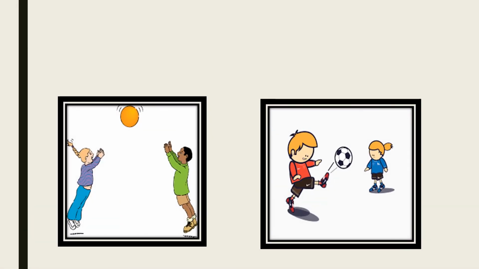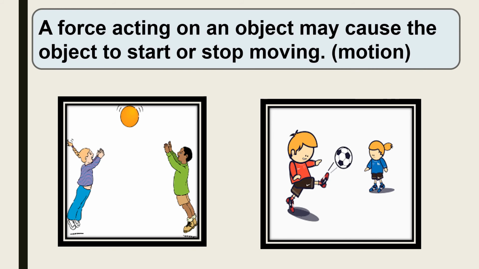The next, as you can see, in the picture on your left, two kids are playing a ball or passing a ball, and in the picture on your right, the boy kicked the ball towards the girl. So what do you call this, teacher Mark? A force acting on an object may cause the object to start or stop moving.